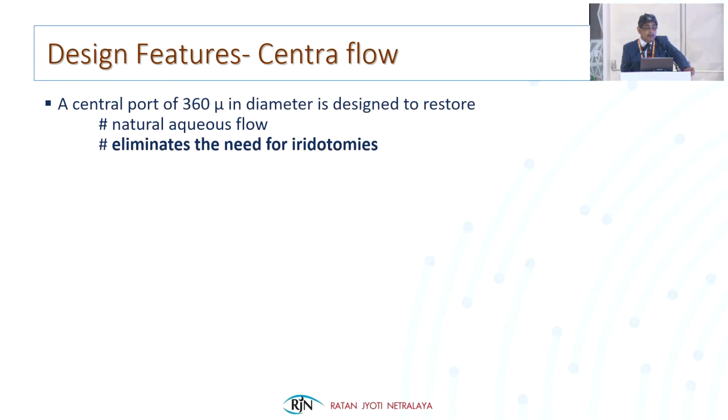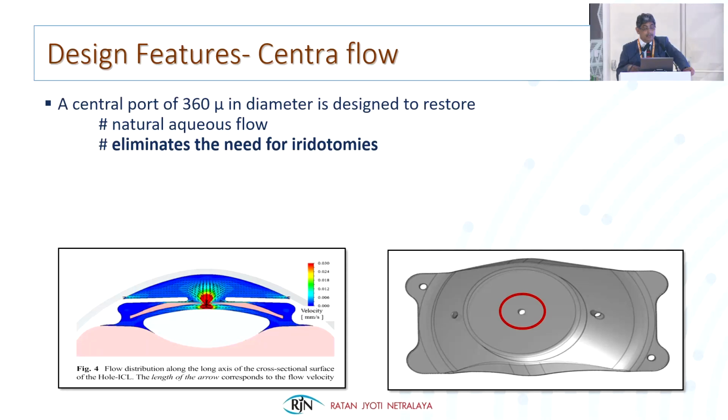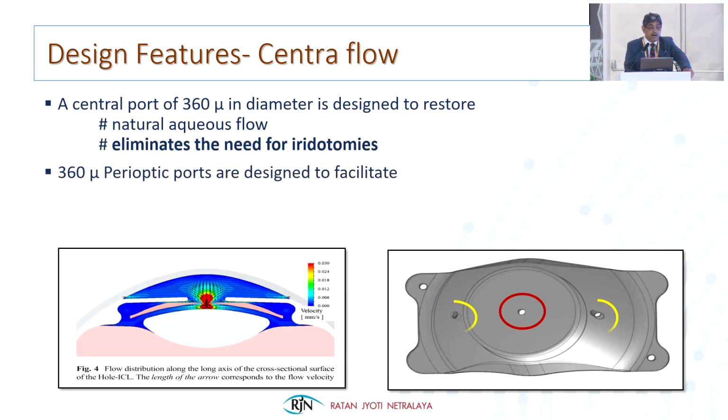Another good part is that now these lenses come with a central opening of 360 micron in diameter. In previous generation lenses, and in hyperopic cases, we had to make a peripheral iridotomy. But with these newer generation lenses, we have a 360 micron diameter central opening, which maintains the natural aqueous flow around the lens, around the crystalline lens, and therefore it eliminates the need for iridotomies.